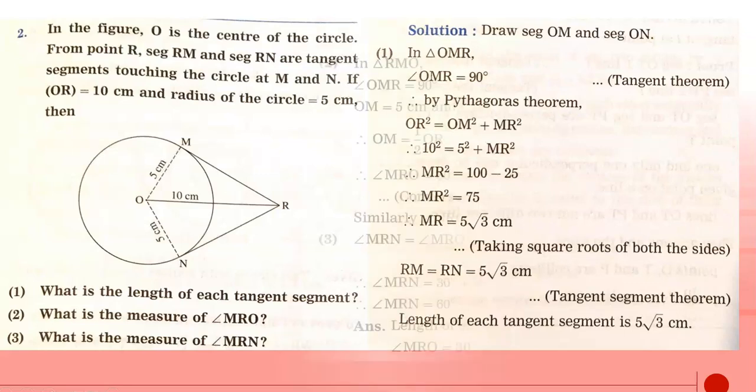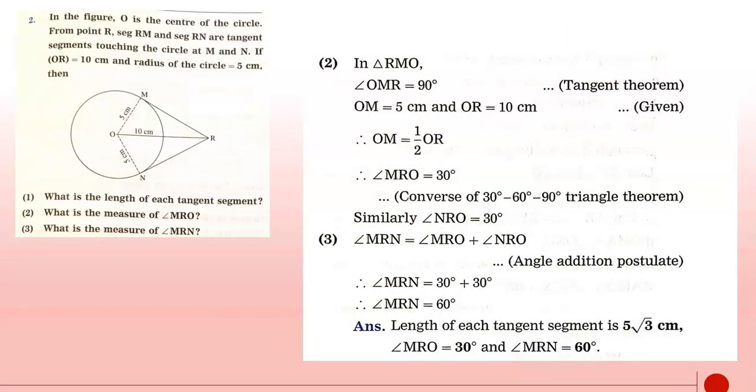Now next, question number 2, sub-question 2. In the figure, what is the measure of angle MRO? I have to find this angle. So in this particular triangle, RMO, angle OMR, this angle is 90 degrees, tangent theorem. OM is 5 centimeters and OR is 10 centimeters.